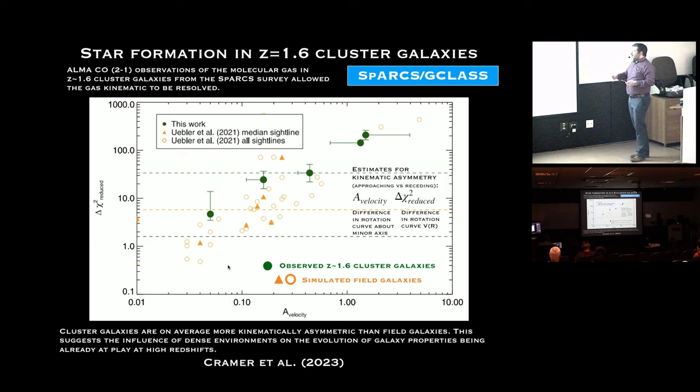The important thing here in this plot is that we have observations of galaxies in clusters at redshift 1.6, and those are the green symbols there. The orange ones are simulated field galaxies. This is just to compare cluster versus field. Those quantities on the vertical axis and on the horizontal axis are a measure of kinematic asymmetry, and kinematic asymmetry usually is the result of galaxy interactions. So the larger those numbers are, the larger the asymmetry. Here we see that cluster galaxies tend to be a little more asymmetric than field galaxies, suggesting again that the environment is doing something to the galaxies.